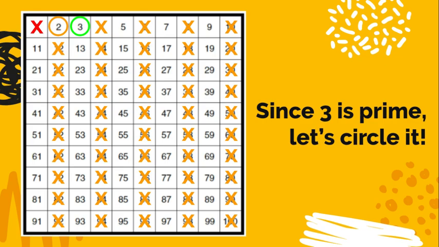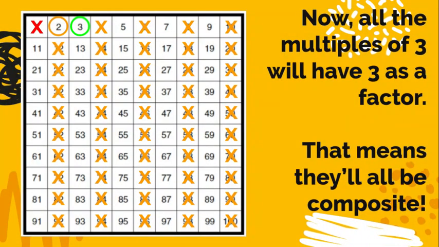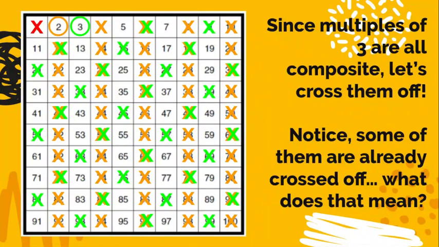Now we get fancy again. Using the same logic we used with 2, all the multiples of 3 are going to have 3 as a factor, like 6 and 9 and 12. All of those numbers have 3 as a factor. So that means they're all going to be composite. They can't be prime if they have 3 as a factor. So I'm going to take that same color green and cross off all of my multiples of 3.